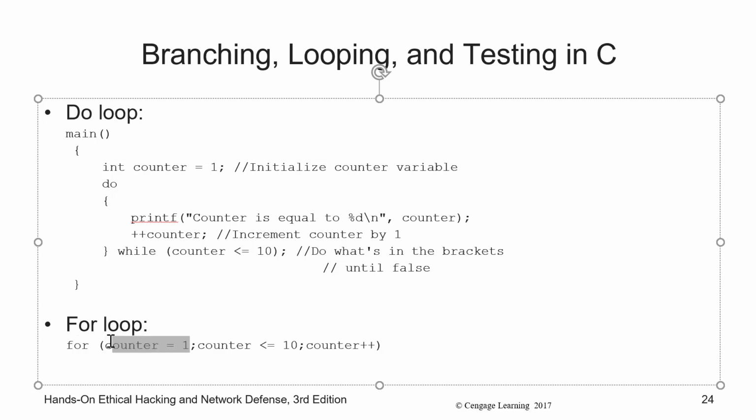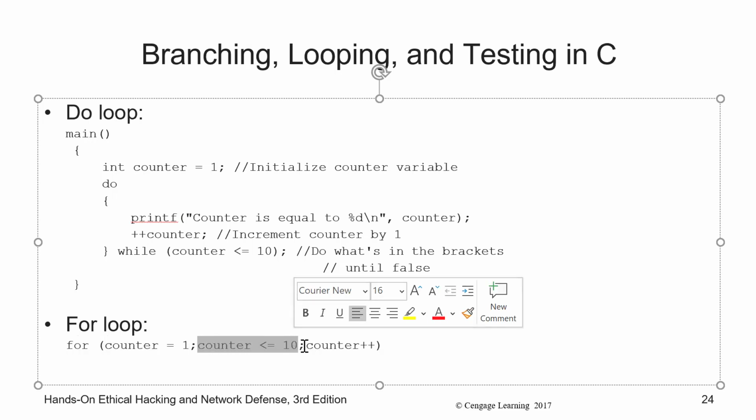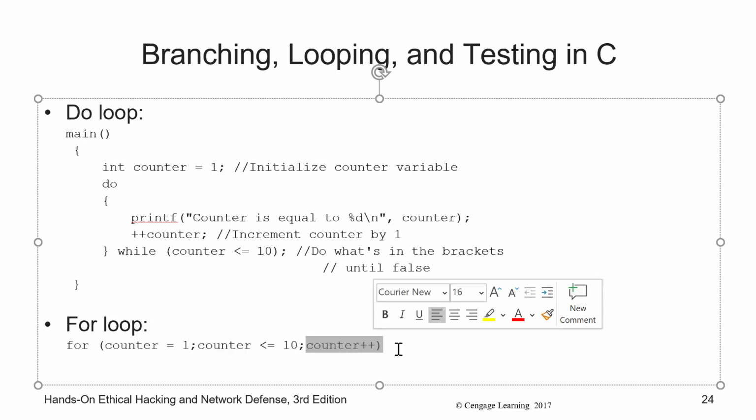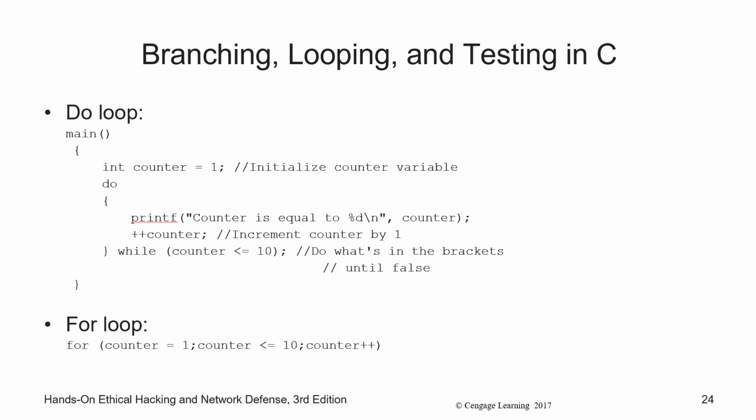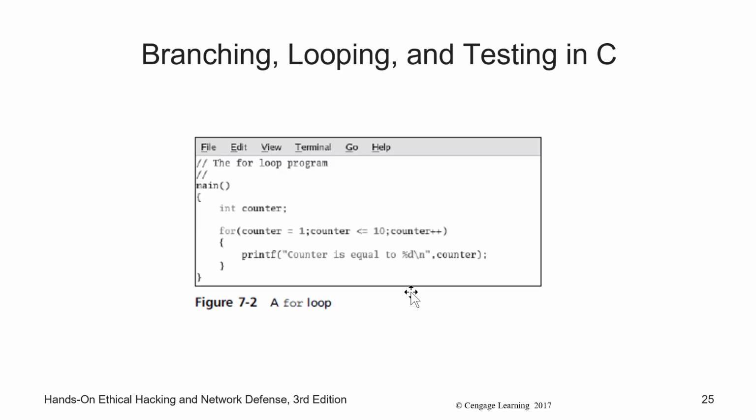So here it says, I'm going to use a variable counter. It starts with 1. Evaluate while counter is less than or equal to 10, and at the end of each run of the code block, increment the counter by 1. So a for loop essentially allows you to combine all this goodness into one line. Here's an example of the for loop.